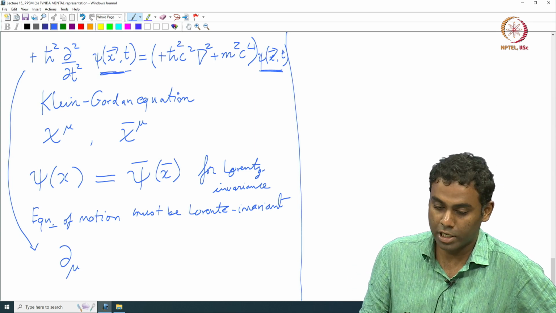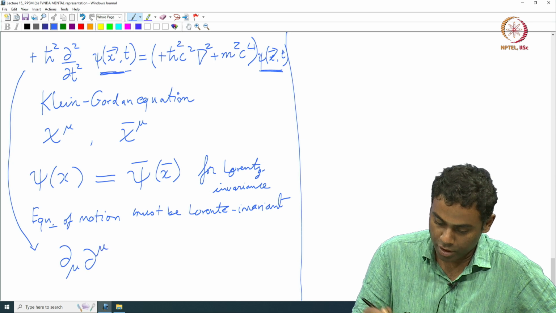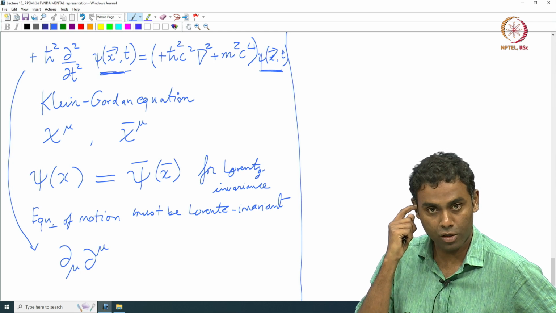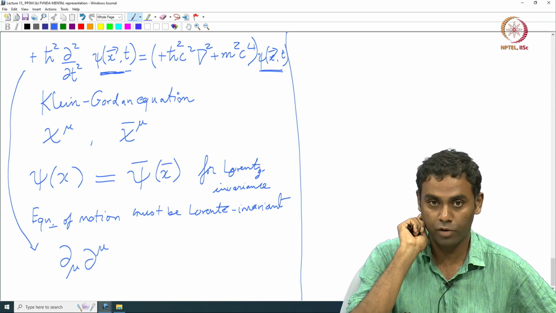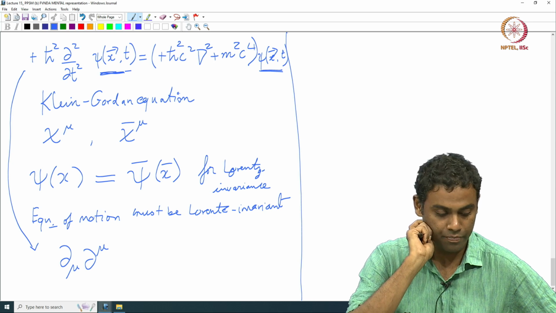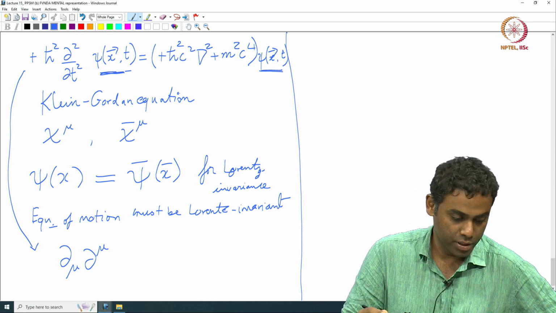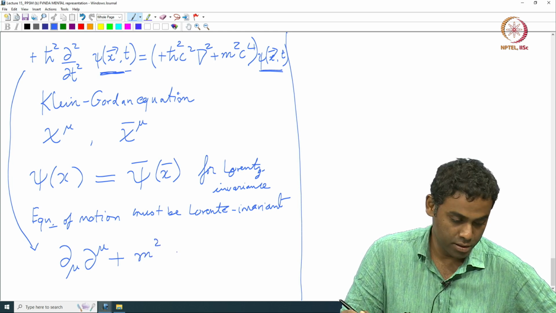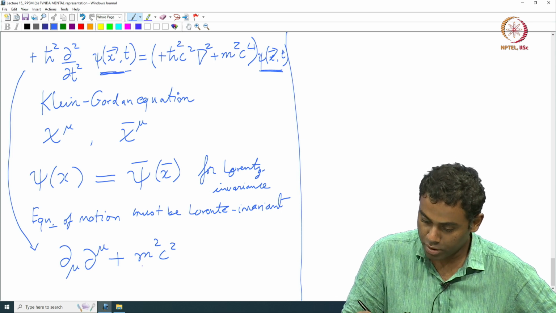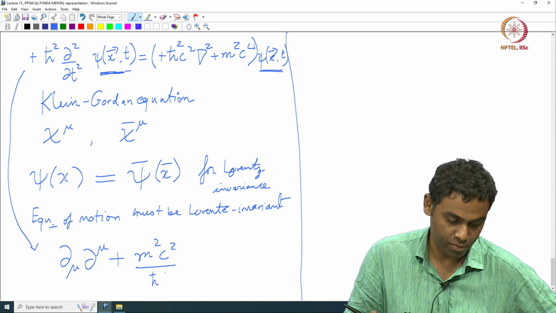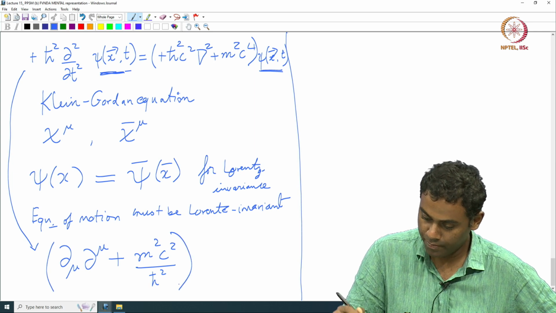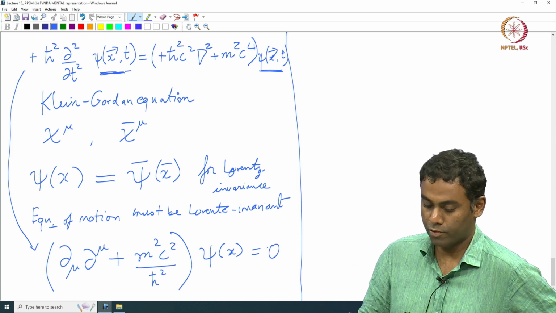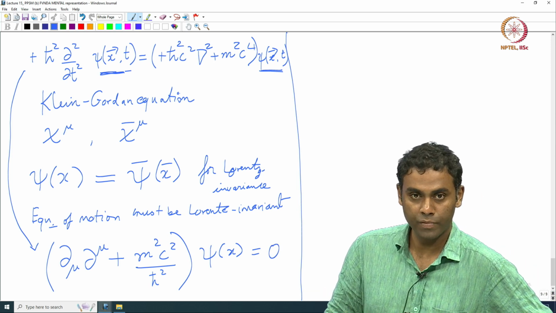So, how do I write this? Now, there are 2 derivatives, right. Do you agree that this is how I would write it? Contracting 2 Lorentz indices, an upper index and a lower index, a contravariant vector and a covariant vector, right. So, it is this plus m squared c squared. Now, I am going to put the h bar downstairs, okay, and this acting on psi of x is 0. So, I have basically just rewritten the Klein-Gordon equation in a compact form.